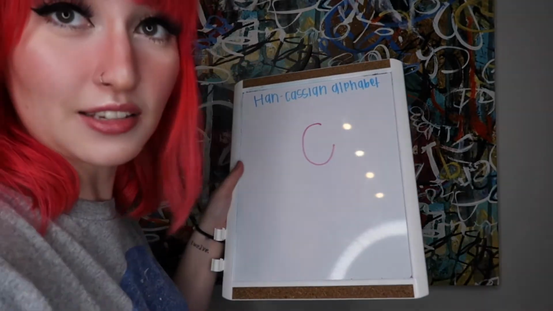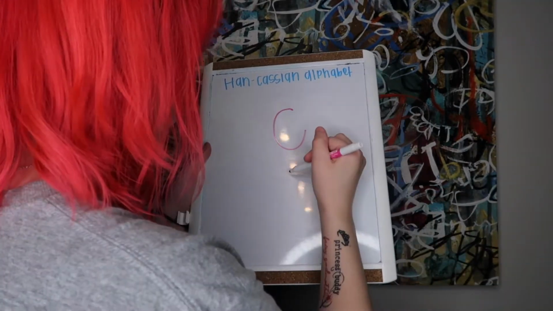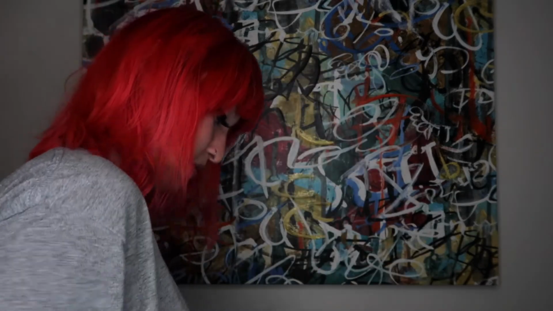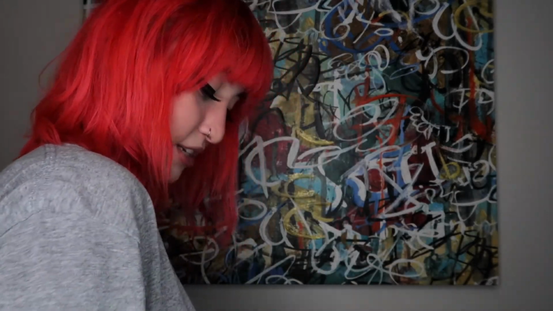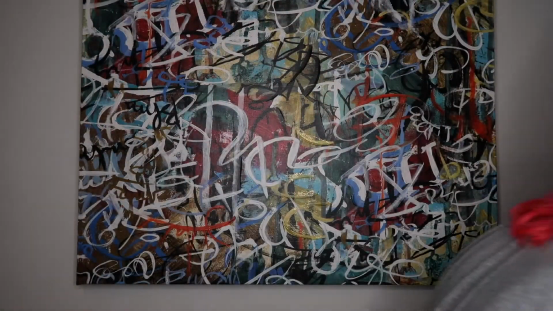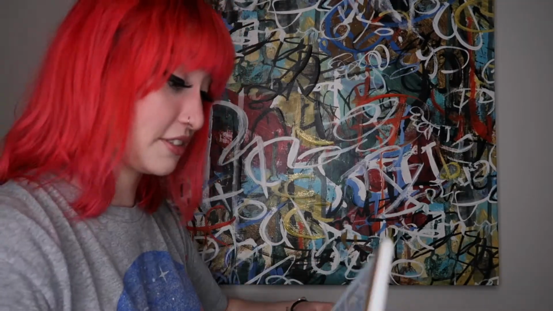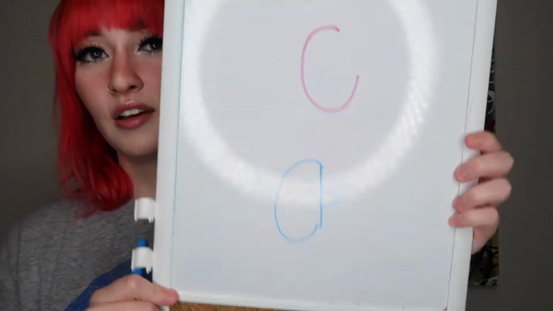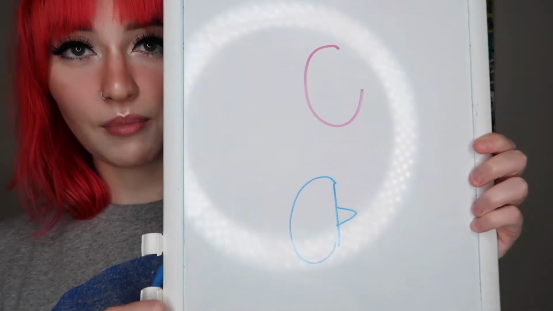So the Han-Cassian alphabetical C is, oh, that's ugly. Oh no. Technical difficulties, people. You know what? I'm gonna use a little bit of color differentiation, just so you can obviously tell which one's ours. Okay, so that is the two side by side. You know what? Hold on. I have an easier way to do this.